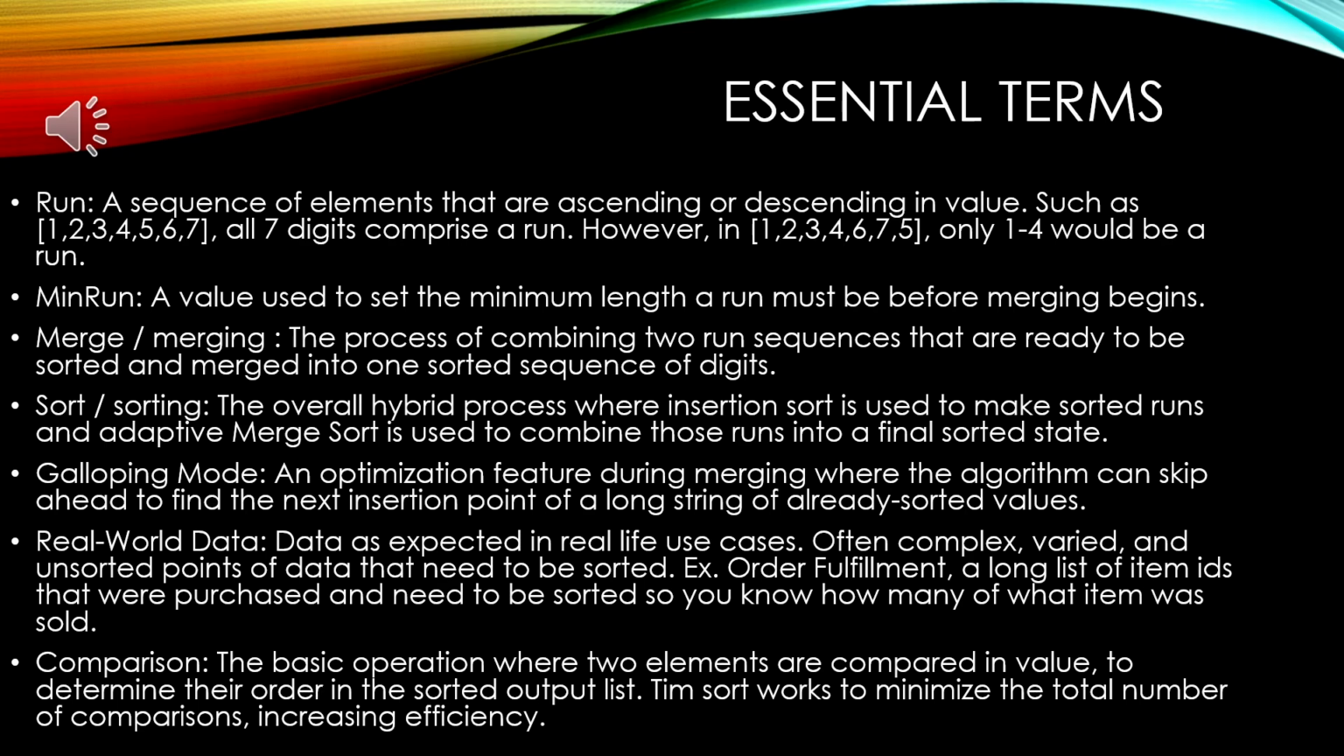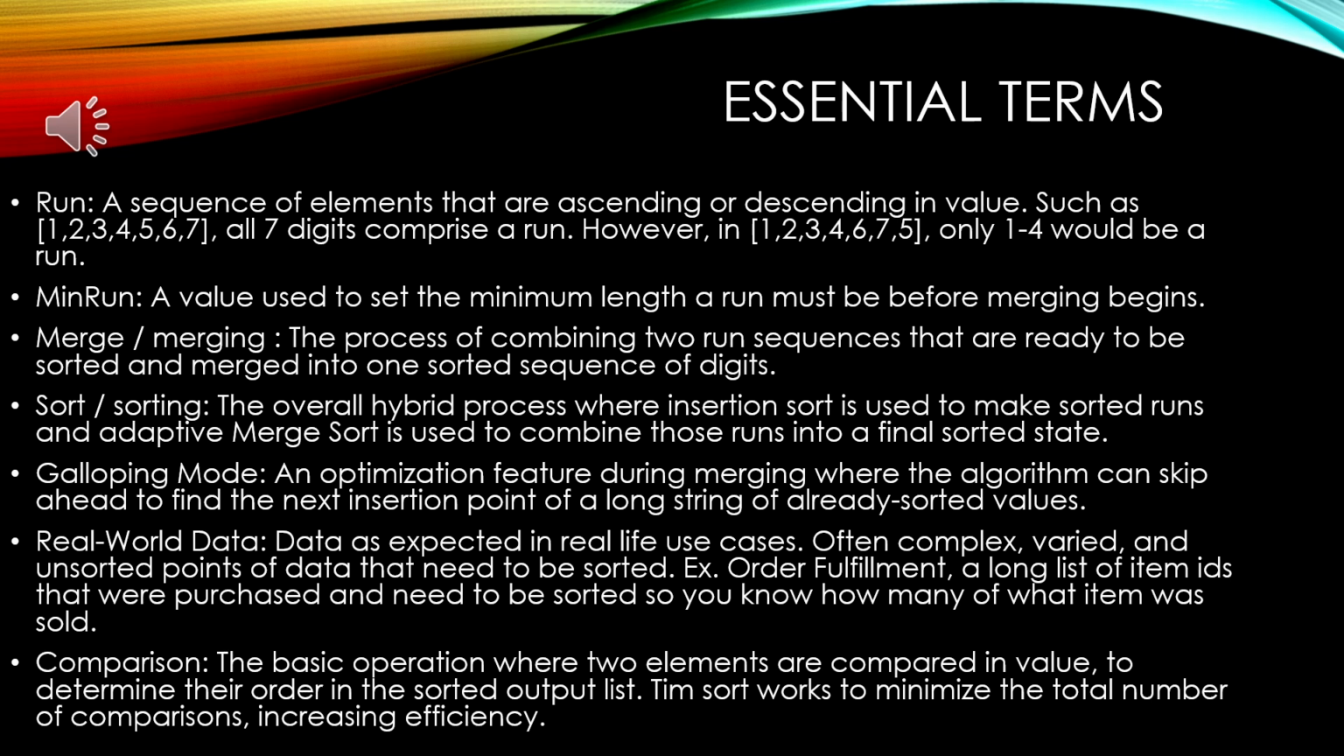The next term is min run. This is a parameter. It looks kind of like a variable. It's calculated based on the total list size. It's usually between 32 and 64. It sets the minimum length for any run that will participate in the major merge phase. If we find a run shorter than minrun, we will extend it using insertion sort.